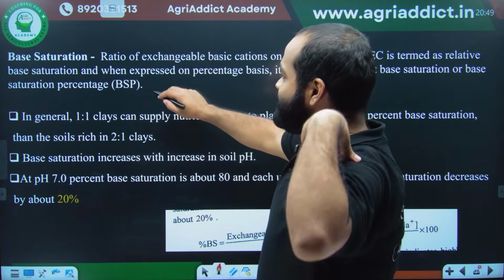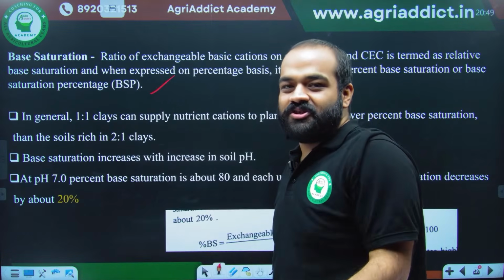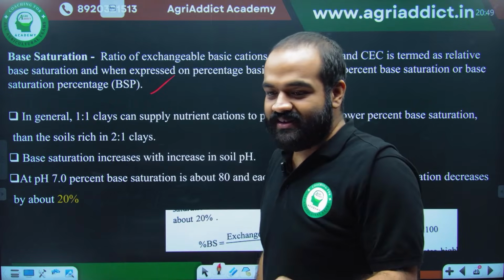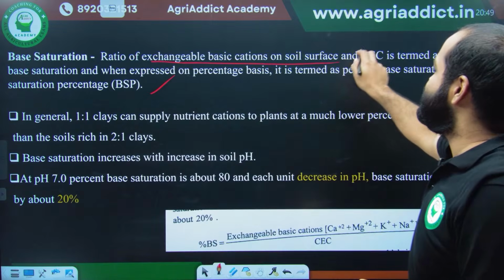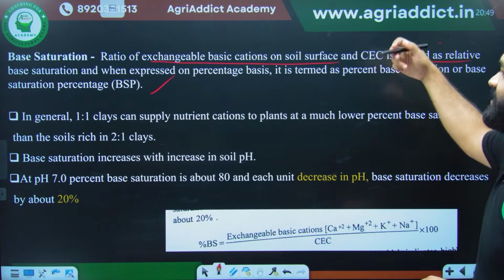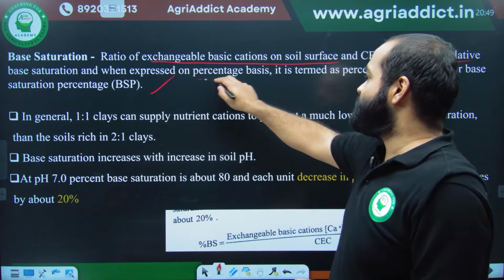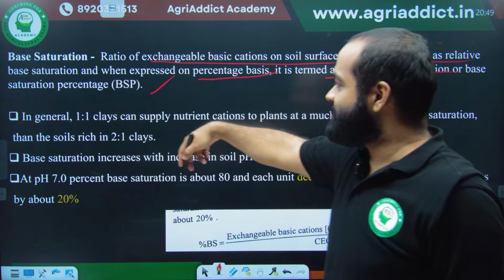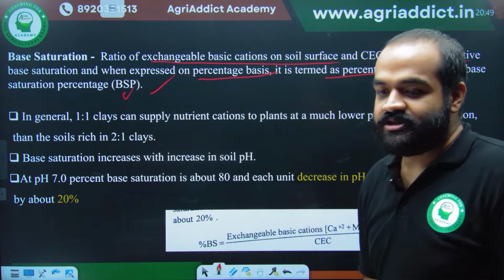All right, so base saturation, this I should not teach you, this you guys should tell me. There is nothing in it. The ratio of exchangeable basic cations on the solid surface to CEC is termed relative base saturation. If it is expressed as a percentage, it is called percentage base saturation, or BSP, base saturation percentage.